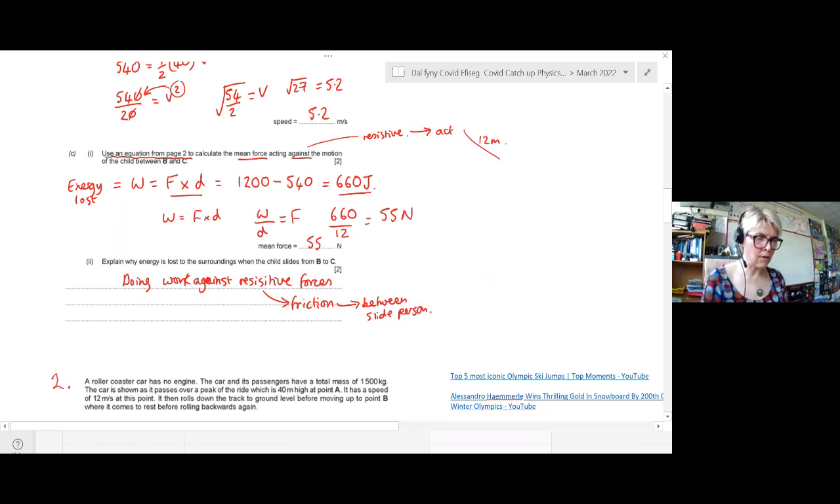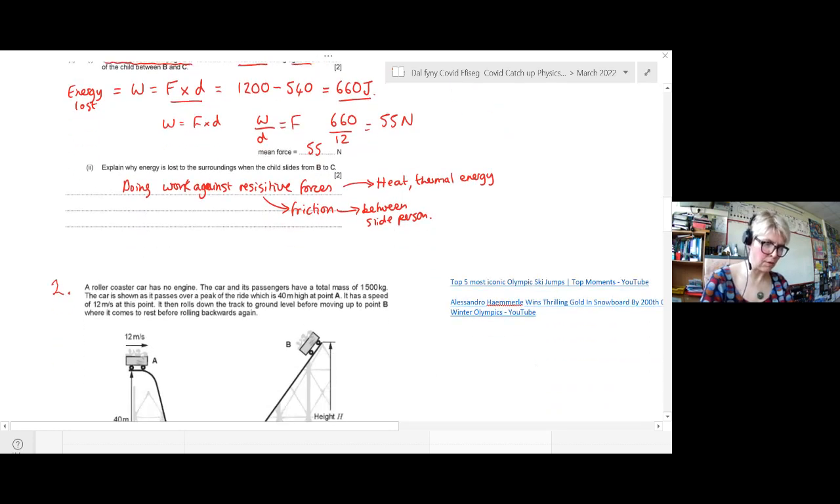And if you wanted to relate energy to an energy, you can say doing work against resistive forces, so the energy transfer is from gravitational potential energy to kinetic energy and heat energy. So that produces heat energy or thermal energy. It doesn't matter which one you use. WJEC like the word thermal energy, but heat energy will do just as well.